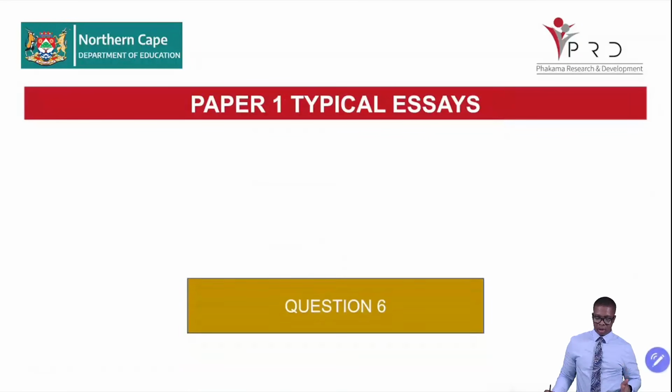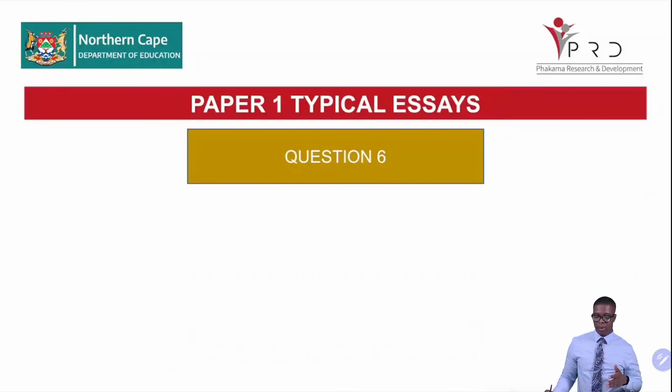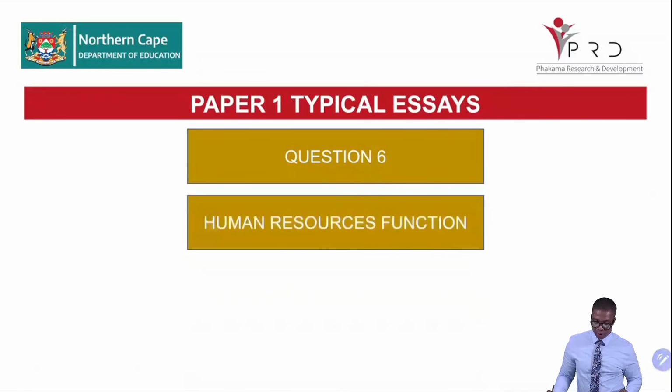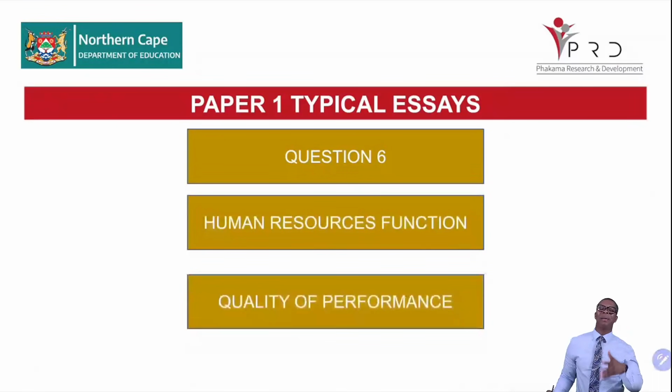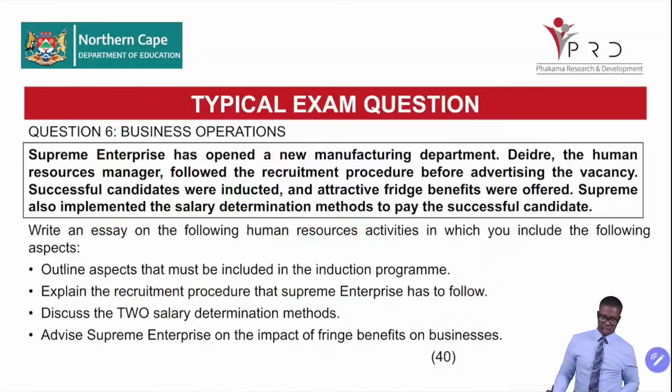Now, let us look into paper 1 typical essays on question 6, because the focus of our lesson is business operations. So the essay can either be human resource or quality of performance. Prepare them equally, give them 100%. You will smile definitely in an essay.